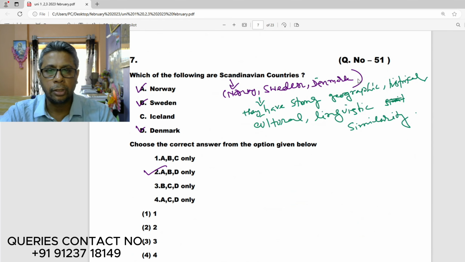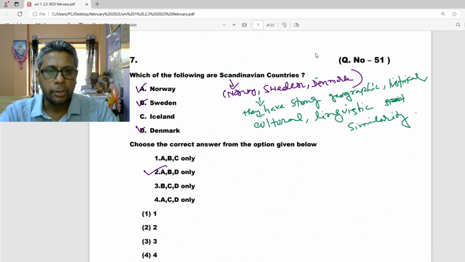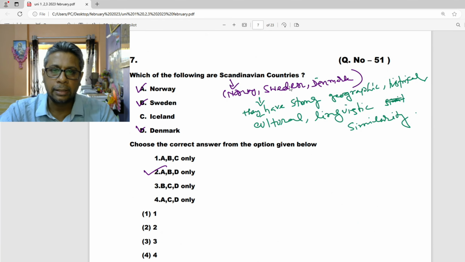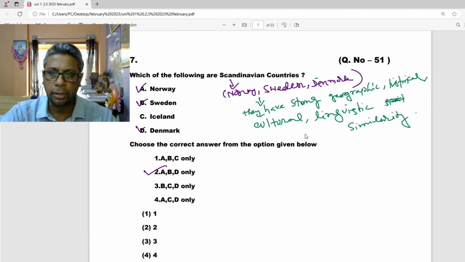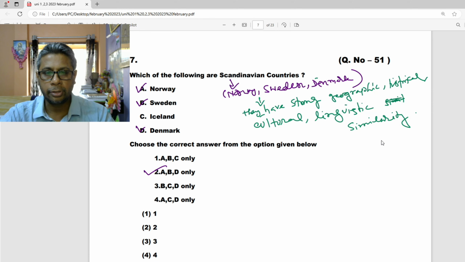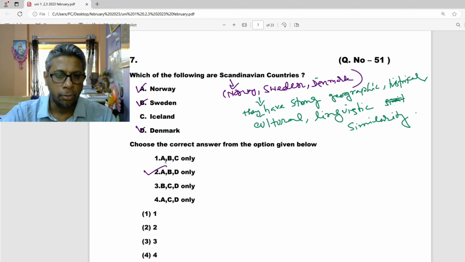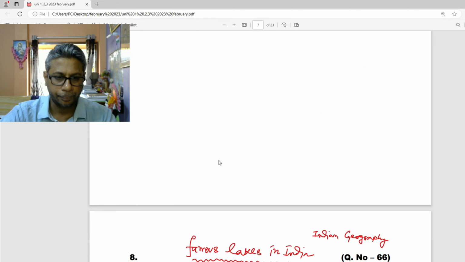Next question, question number 51. This is a question from geography. The Scandinavian countries, Norway, Sweden and Denmark, these are the Scandinavian countries. They have strong geographical, historical, cultural and linguistic similarity. So, option number 2, A, B, D is the correct one.